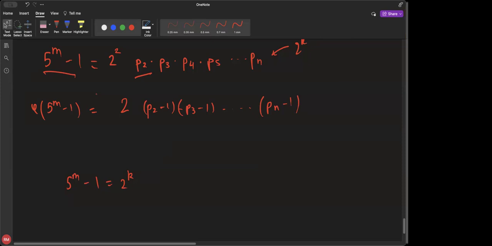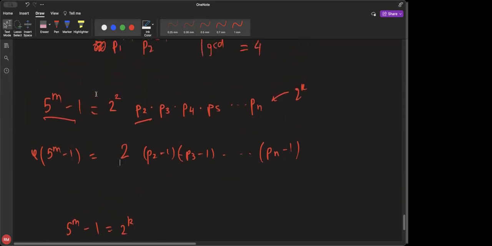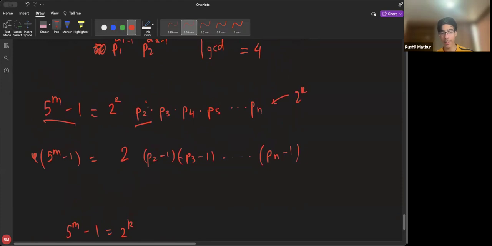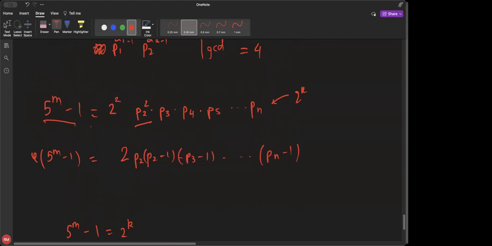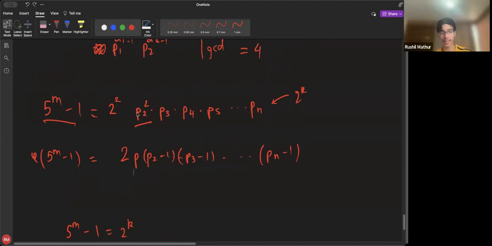Would you repeat the part on why p2 squared dividing 5 to the n minus 1 would imply p2 squared also divides 5 to the n minus 1? No, p2 squared wouldn't, but p2 would. You would get this, right? If p2 squared is over here, then you would get p2 into p2 minus 1. Yes, so p2 would be there in the GCD. That's bad.